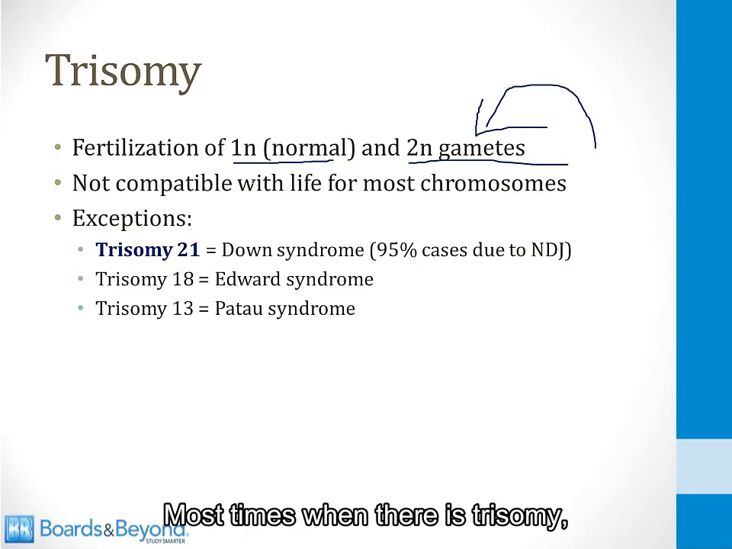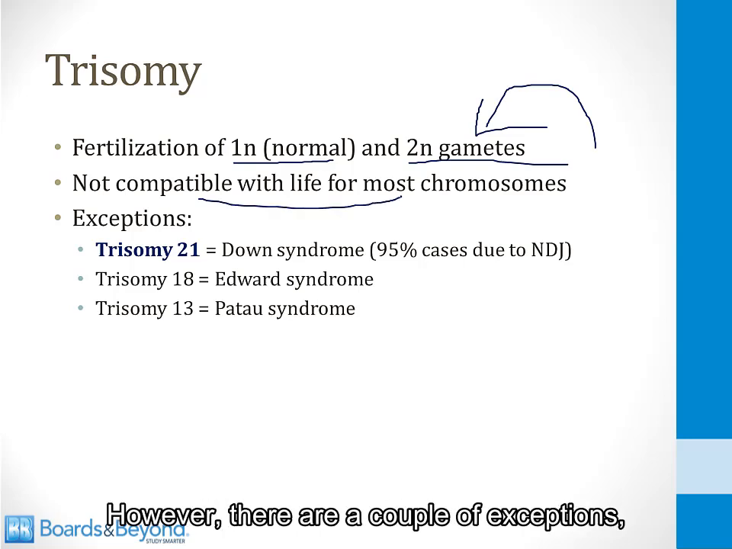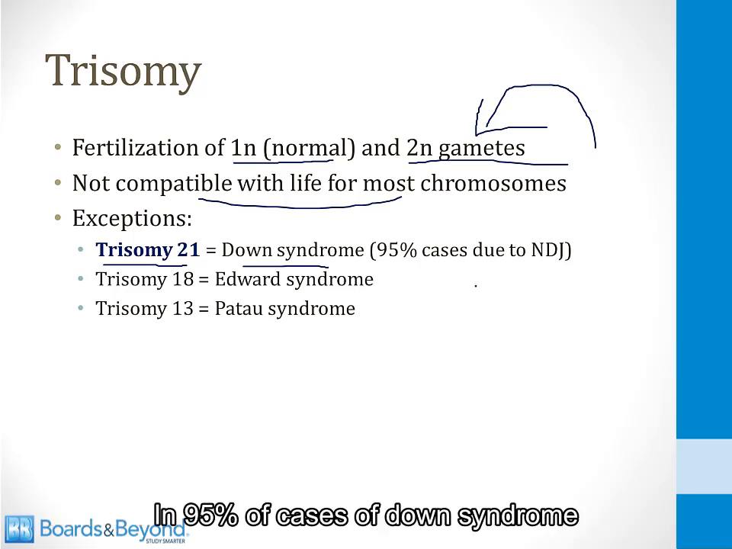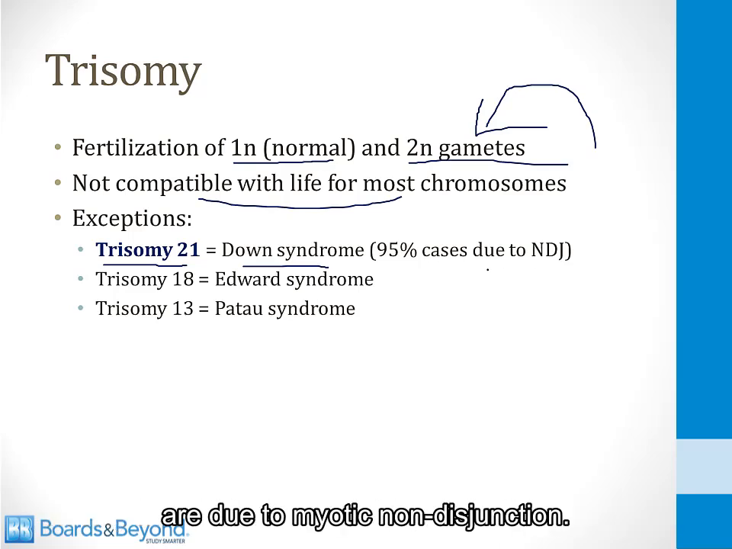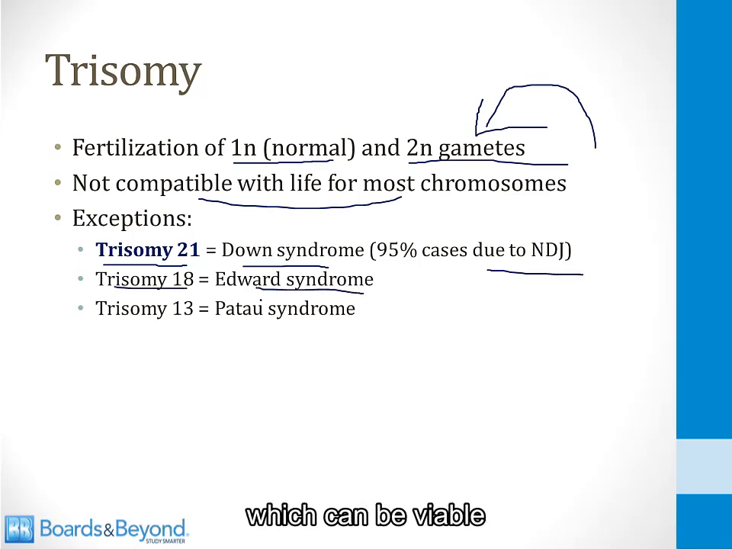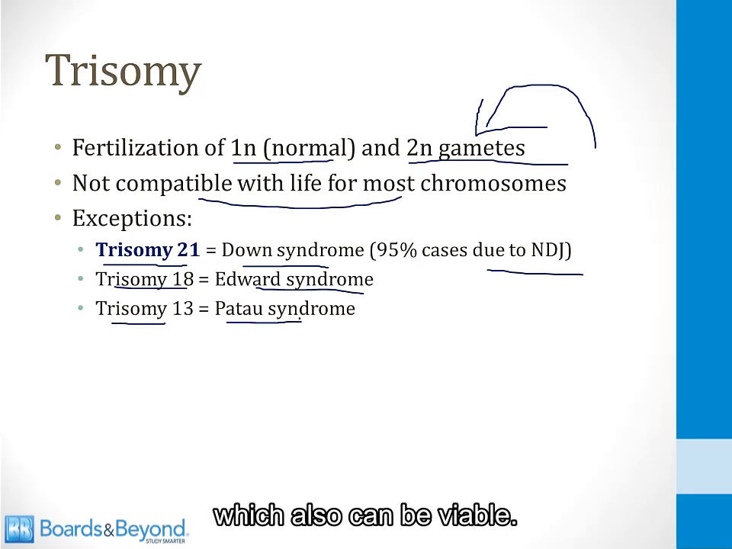Most times when there is trisomy, it's not compatible with life and will lead to a spontaneous abortion. However, there are a couple of exceptions. Trisomy 21 is viable and it will lead to Down syndrome, and 95% of cases of Down syndrome are due to meiotic non-disjunction. Trisomy 18 will also lead to Edwards syndrome, which can be viable, and trisomy 13 can lead to Patau syndrome, which also can be viable.